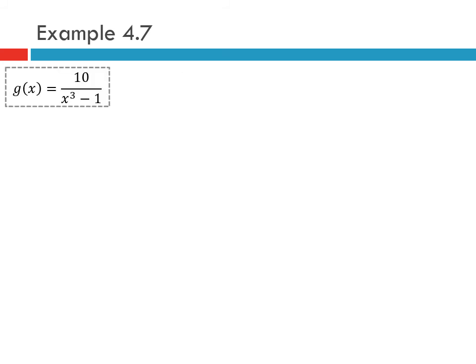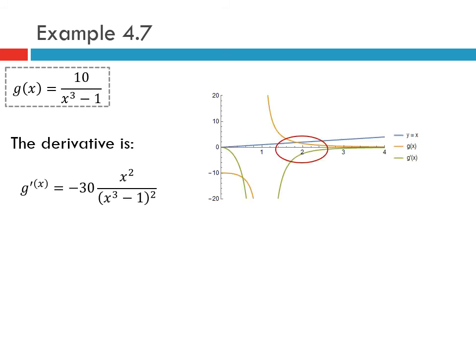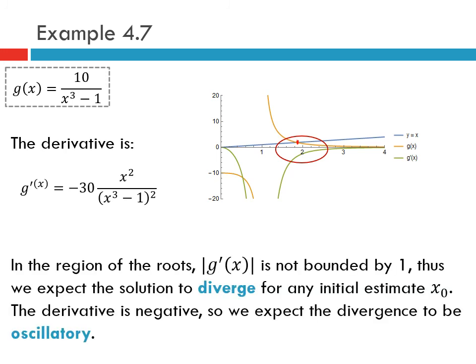For the first one, we can find the derivative of this expression, and again we can plot this as well. The orange line is the function g of x, the green line is its derivative, and the blue line is the line y equals x. The root occurs where the blue line and the orange line intersect. In this region, the derivative g prime of x is not bounded by 1. Thus, we expect the solution to diverge for any initial estimate of x naught. And the derivative is negative, so we expect the divergence to be oscillatory.